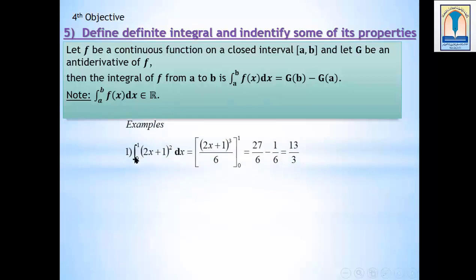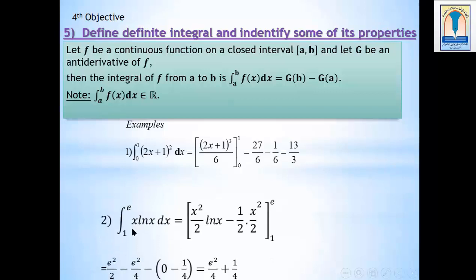Example: the integral from 0 to 1 of (2x plus 1) squared dx. This integral is of the form (ax plus b) power n, where a equals 2. So applying the rule, we get (2x plus 1) power 3 over 6. Then we don't put c here, we substitute x by 1, we get 27 over 6 minus, substitute x by 0, we get 1 over 6, so the result is 13 over 3.